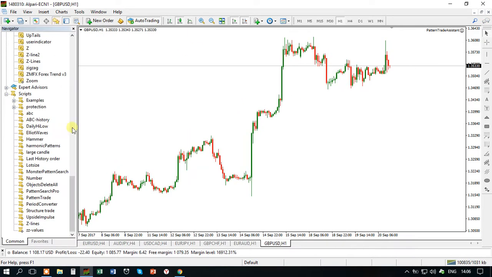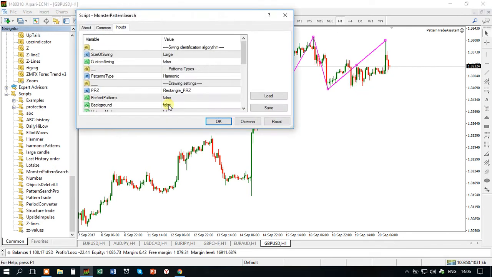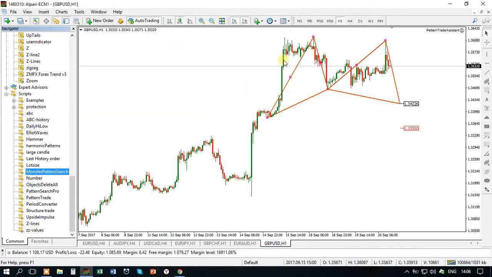This time I will be using a monster pattern search, and it works this way. I draw the line, I draw another line, and I draw the third line. So I mark the overall shape of the pattern, and then I run my monster pattern search and enable custom swing to true. And what I need to do is switch to advanced patterns, because I trade aggressively with advanced patterns. I don't trade conservatively with harmonics. And that's it.